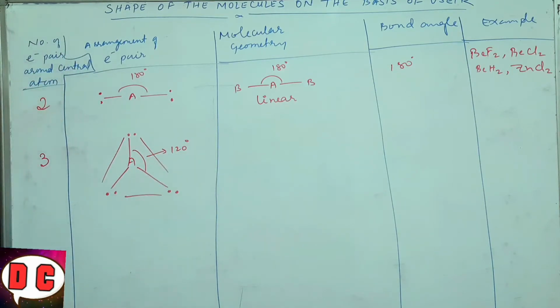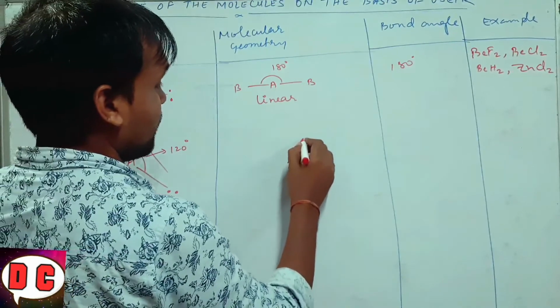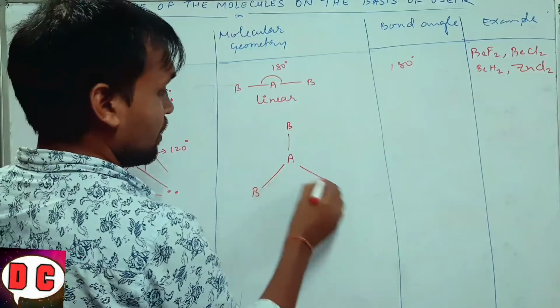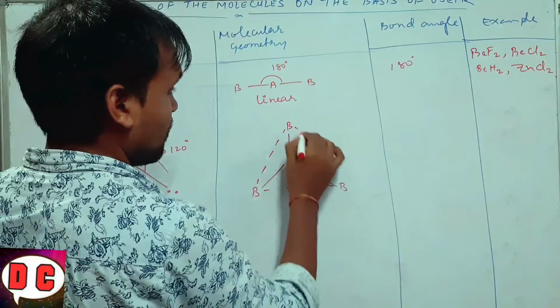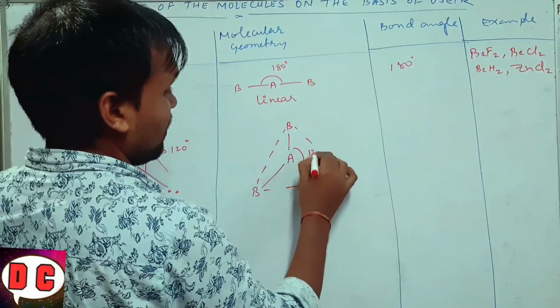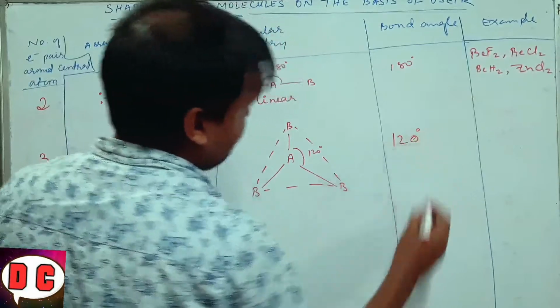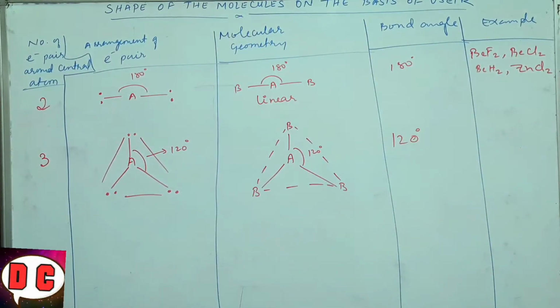Got it? So how will the molecule be arranged? Molecules will be arranged in this way. A here, B here, B here, B here. So the arrangement will be this way. This bond angle is 120 degrees. So here the bond angle, we'll write how much? 120 degrees. And what will be the name of this shape?